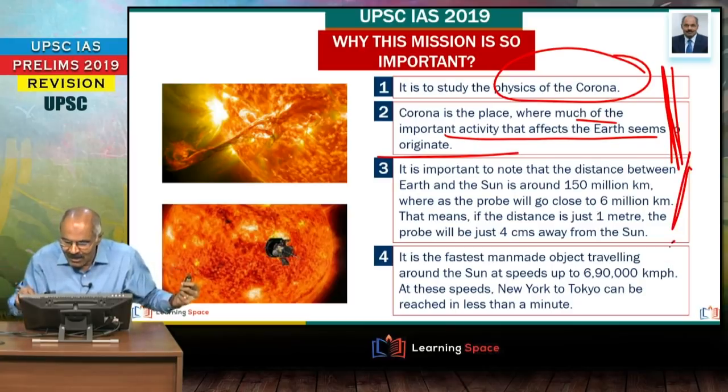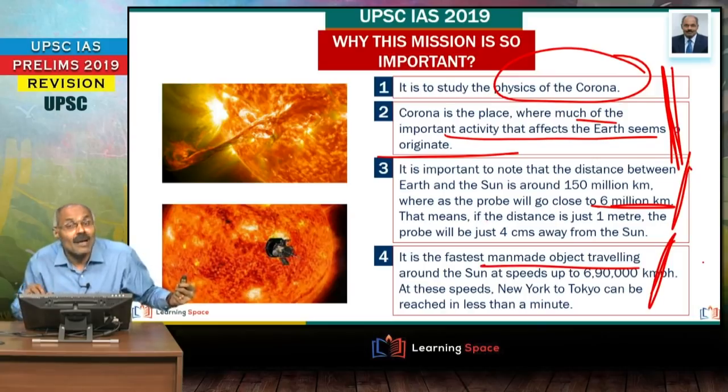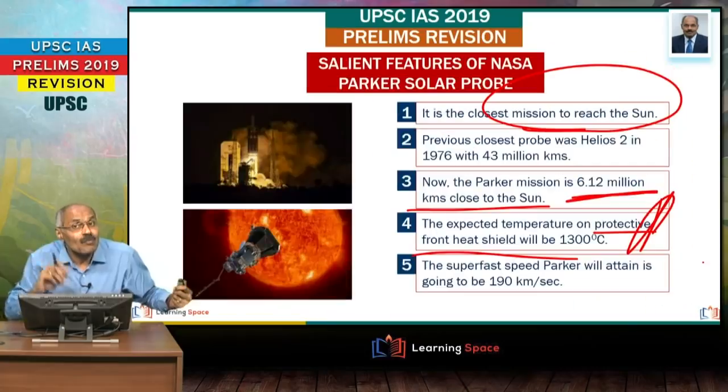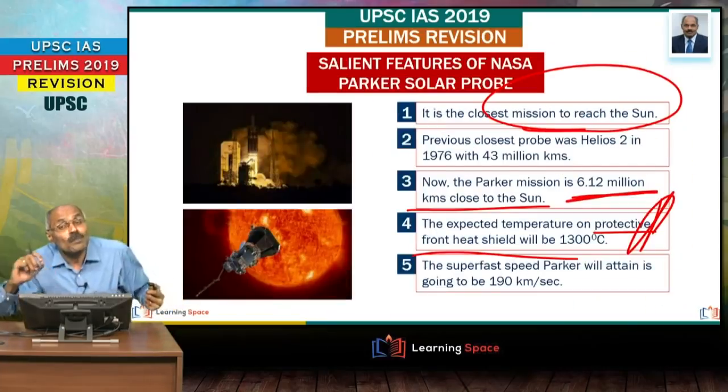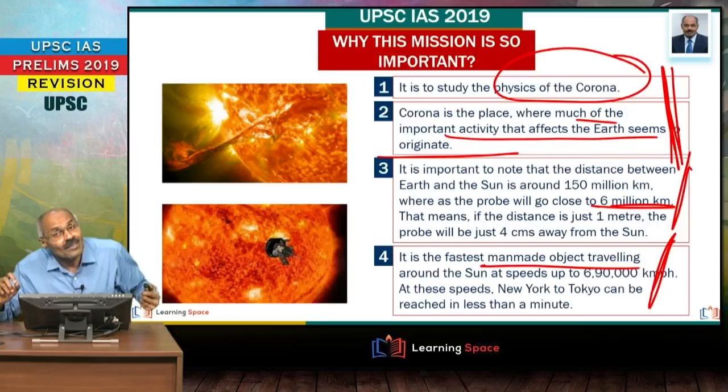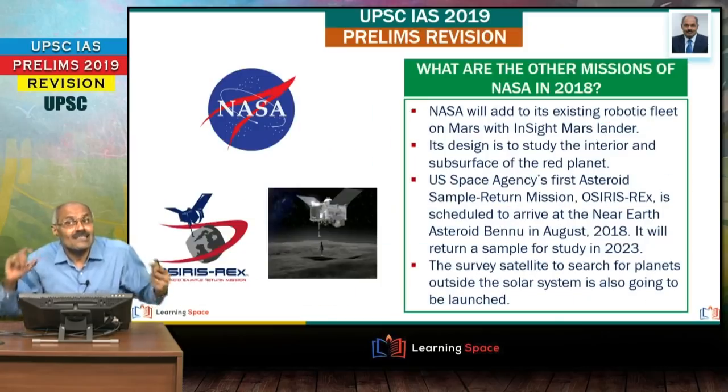Remaining two things I already told you. It is going close to 6 million kilometers, and at the same time it is the fastest man-made object. So these are the important aspects when one looks at Parker Solar Probe. Please do not forget, right? Let us leave this discussion here.